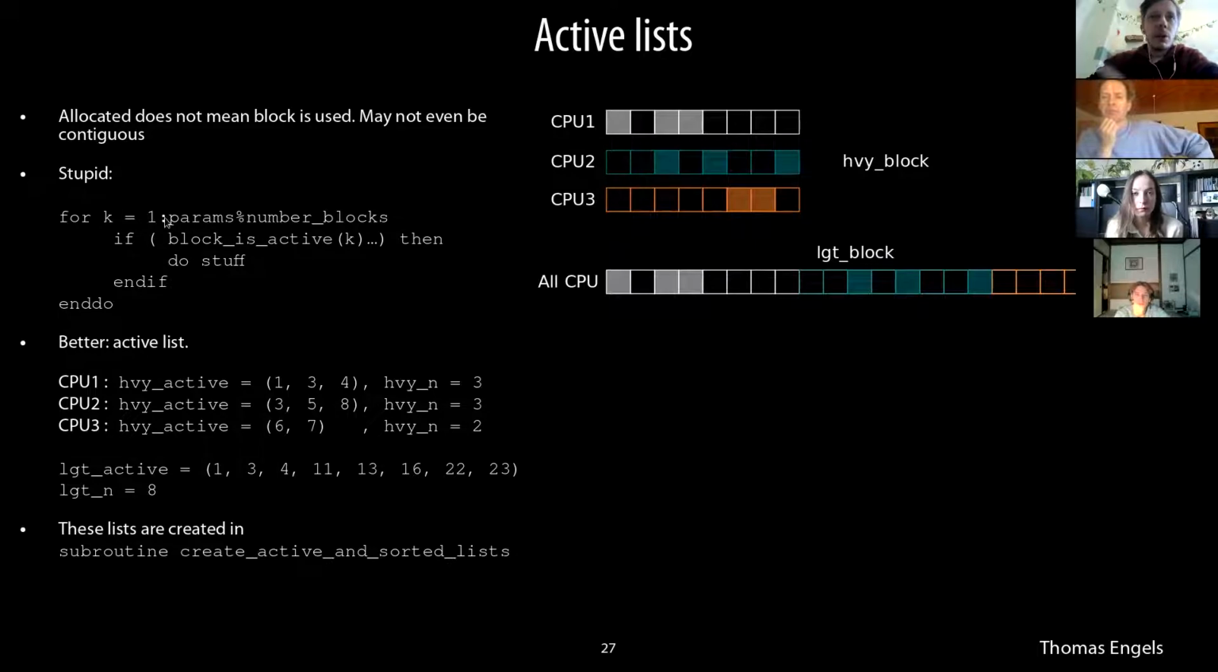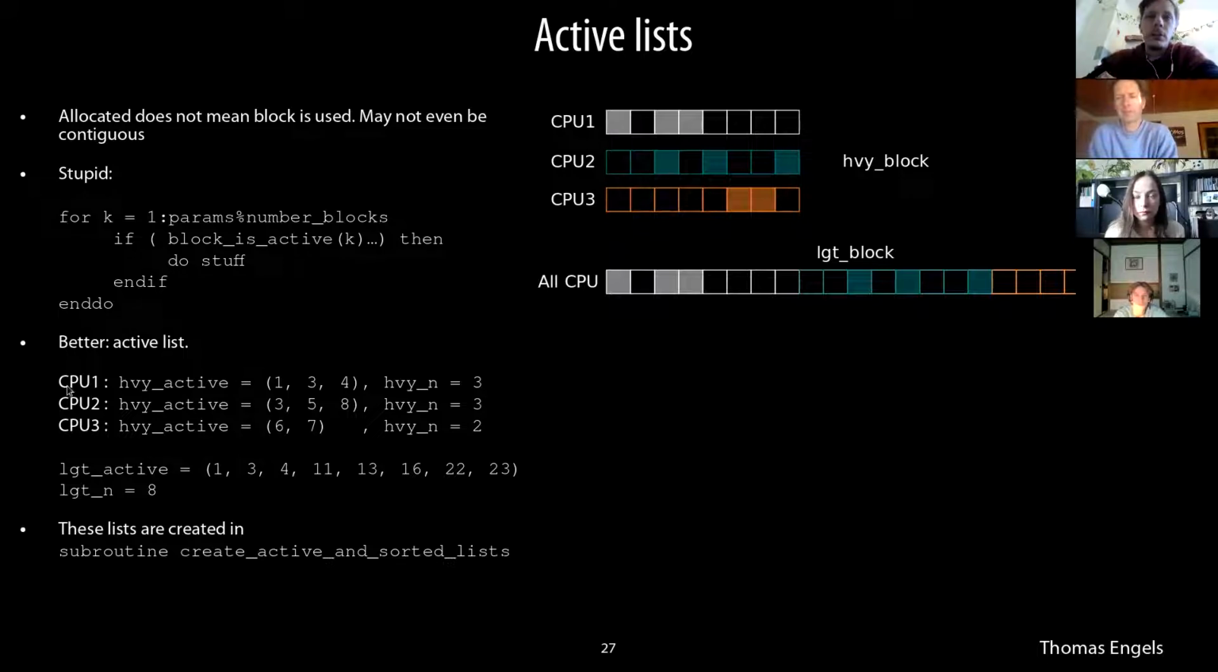So what we could do, but what is stupid, which is why I put it here, is always loop over all our blocks, from 1 to params number of blocks, so 400 blocks, and then check for each of the blocks if it is active or not, and then do some stuff with it. But that's stupid because it is an n-square loop, and most of the blocks are probably not active, and you do that every time, so you have a huge overhead from that. And the solution to this overhead is the active list.